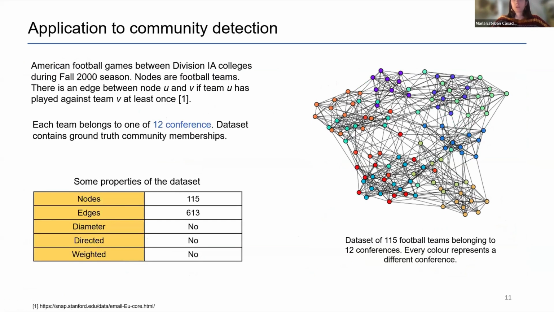So here you can see a graph network of 115 nodes, where every node represents an American football team. So 2 nodes are connected to each other if these teams have played at least 1 match against each other. So the teams are grouped into different conferences, which are represented by those colors in the right diagram. And we would like to apply the algorithm to see if we're able to detect those.